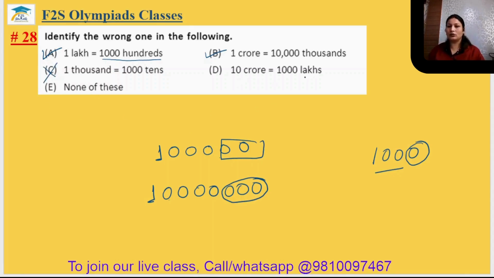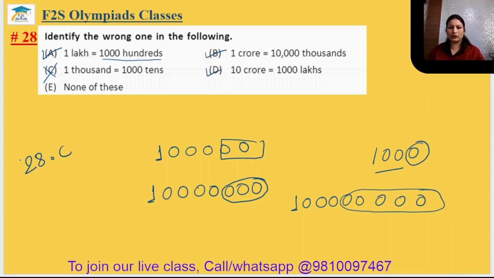10 crore equal to 1,000 lakhs. Let's check it. 1, tens, 100, 1,000, 10,000, lakh, 10 lakh, crore, 10 crore. Equal to how many lakhs? For lakhs, we will remove 5 zeros. So 1,000 lakh. Yes, it is also correct. So the wrong one is C. The 28th answer will be option C.